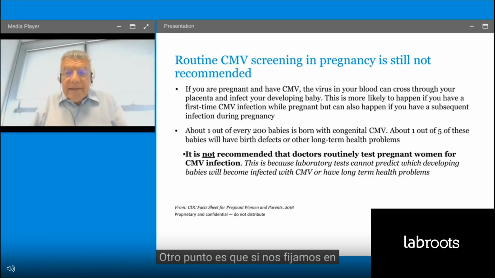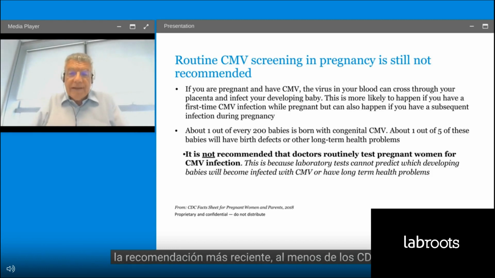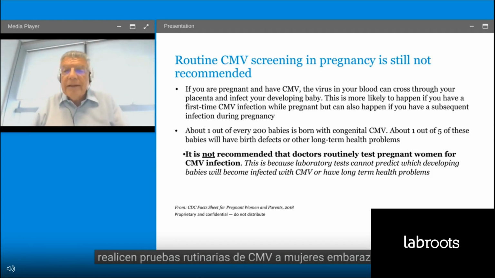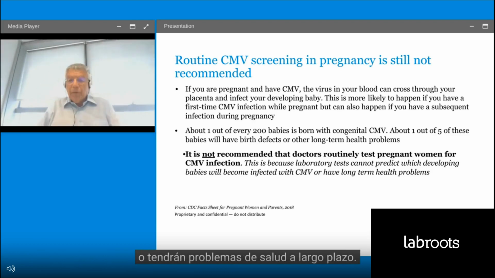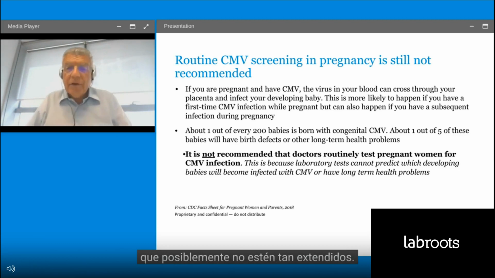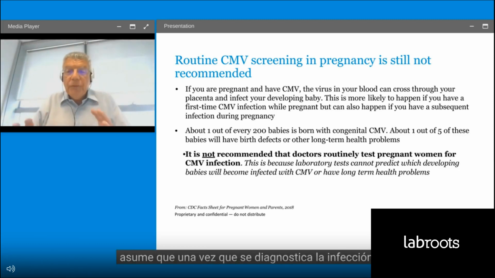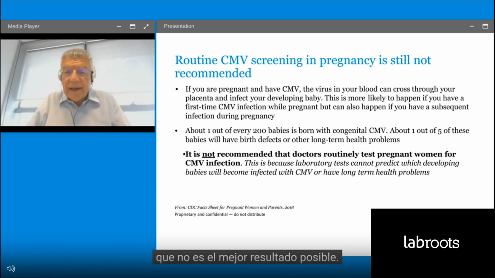And this is something that the lab should request, especially in the case of dubious results, in every instance. Another point is that if we look at the most recent recommendation, at least from the CDC, you see this phrase here: it is not recommended that doctors routinely test pregnant women for CMV because the laboratory test cannot predict which developing babies will become infected or have long-term health problems. Well, this, first of all, does not take into account the results of CMV IgG avidity, which possibly is not so widespread. Second point, it assumes that once the infection is diagnosed, there is nothing to do except possibly termination of pregnancy, which is not the best possible outcome. And this, remember, is coming from a few years ago.